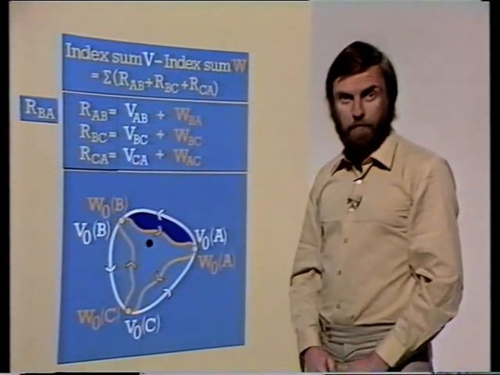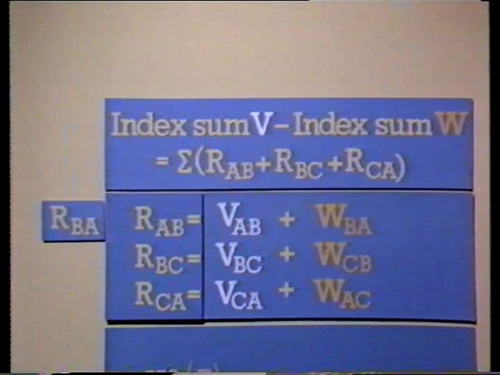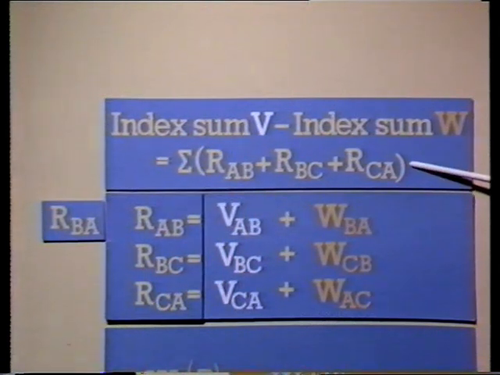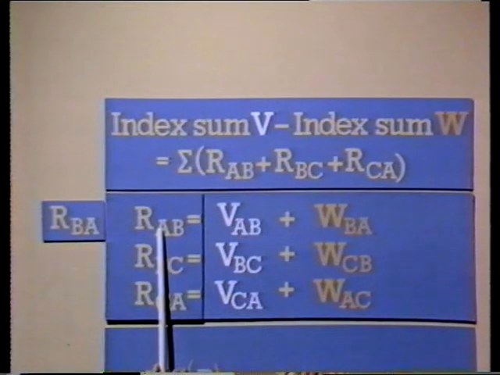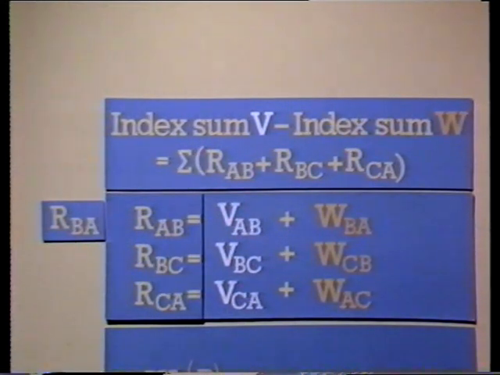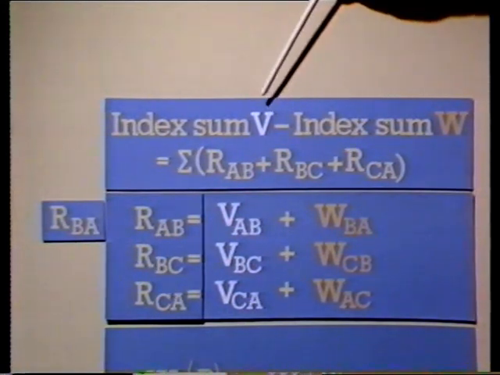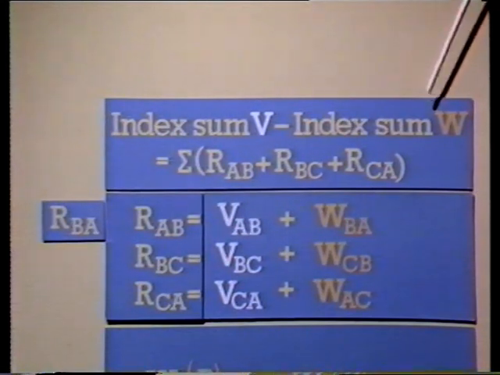And that's true for every edge of the triangulation. Each edge is represented in this sum once in one direction and once in the reverse direction from the neighbouring triangle. So the pair of terms for each edge always cancels out, which finally proves that the index sum of V minus the index sum of W is 0.